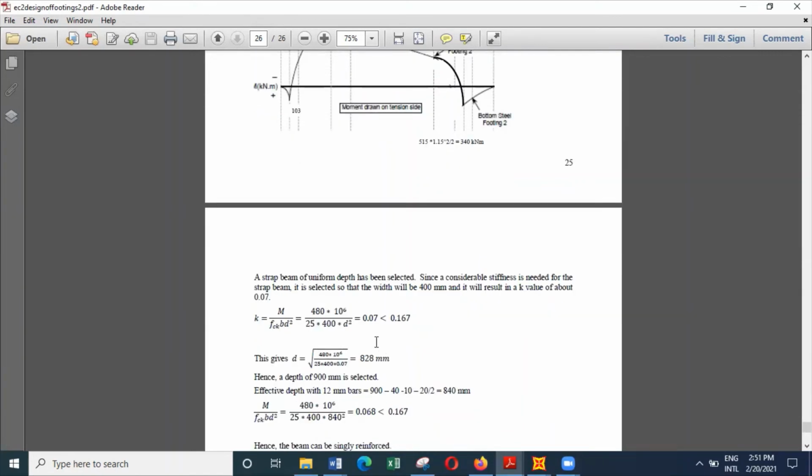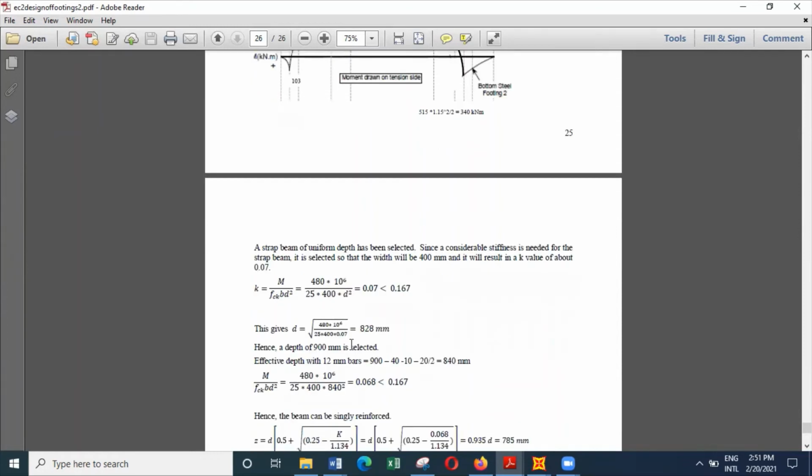So the effective depth needed is about 828. So let's select a depth of 900 millimeters for the beam. And when you are selecting the size of the strap beam, don't select too small a depth, because the effectiveness will be less. One of the important things is the stiffness of the beam. So because of that, I have not gone for a value close to 0.16. I've stayed somewhere here and ended up with a 900 deep beam.